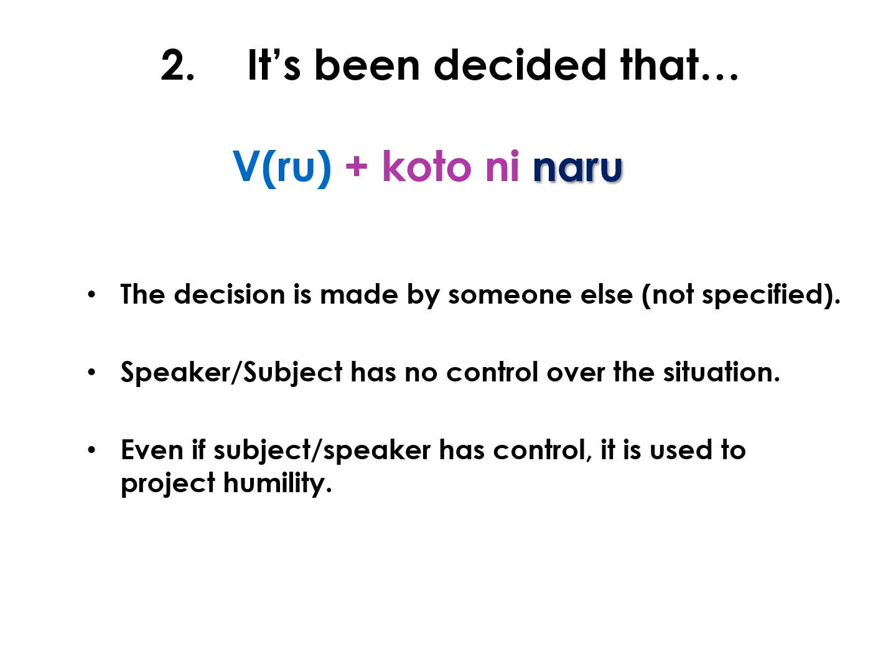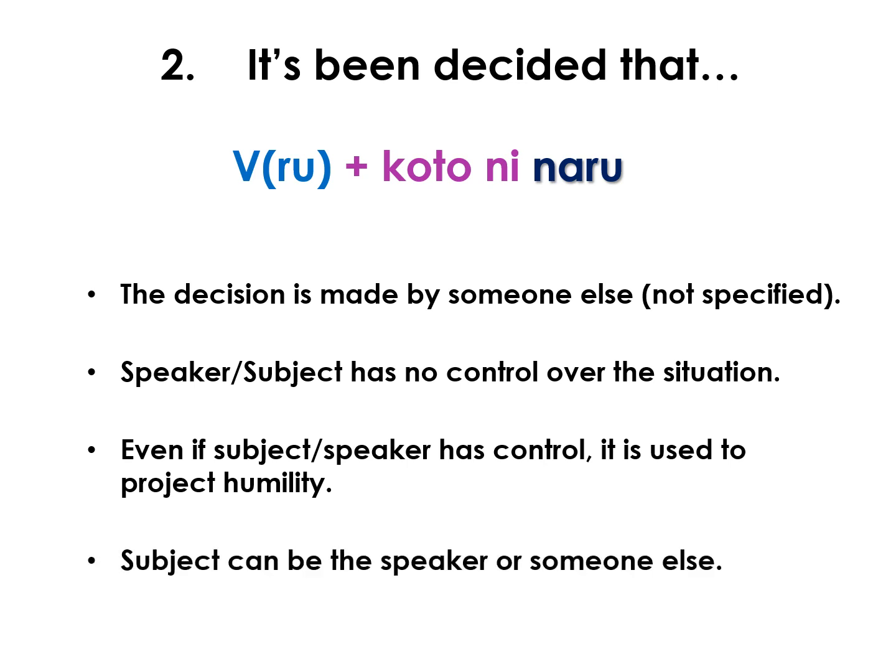So you don't appear to be boasting when you say, "Oh, I'm moving into a $1 million house." It sounds better to say, "Oh, it's been decided that we'll move into a $1 million house." Also, with this conjugation, the subject can be the speaker or somebody else.